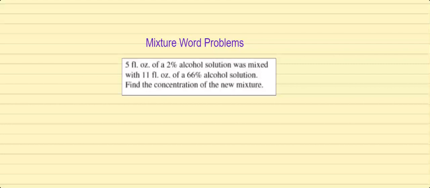We take 5 fluid ounces of a 2% alcohol solution and mix it with 11 ounces of a 66% alcohol solution. Solution meaning that 66% of the solution is alcohol and the remainder is probably water, something like that. So we want to find the concentration of the new mixture. Let's talk about the basics on how to set this up.